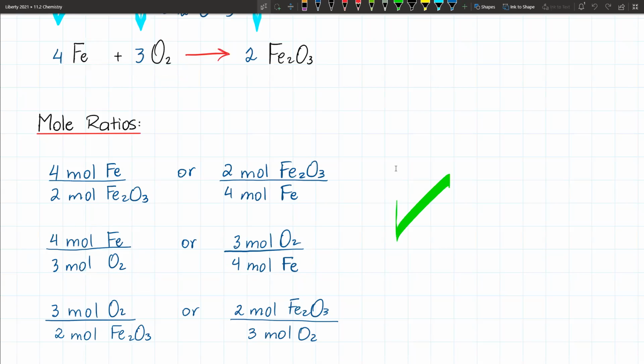So as you can see, the process is pretty simple. Balance if it's not balanced, and then just write all the possible combinations. That's it. Do you have a doubt?